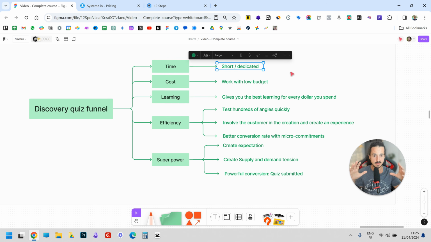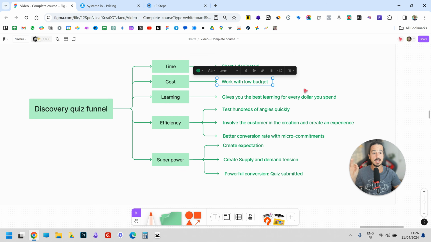It's like, okay, now I'm building this funnel. This is what I can expect. I know how long it will be, and if it works, I continue. If it doesn't, then I move on. So it's a dedicated time. The cost of it is a low budget. It's made to work on a low ad budget. As I said, you can also do it with organic, but time is money.